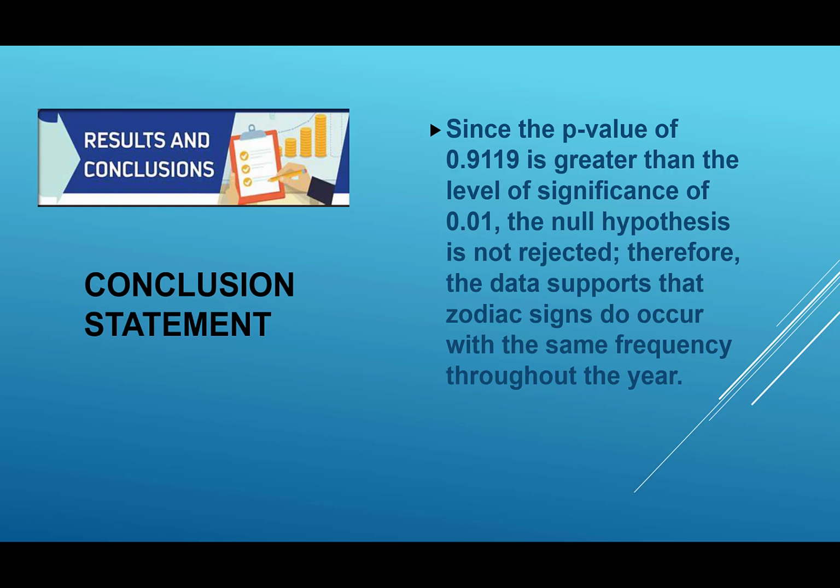Given that, we would have a conclusion statement of, since the p-value of 0.9119 is greater than the level of significance of 0.01, the null hypothesis is not rejected. Therefore, the data supports that the zodiac signs do occur with the same frequency throughout the year.